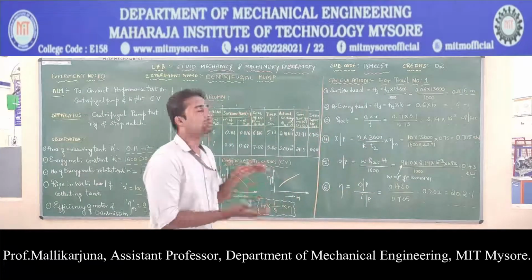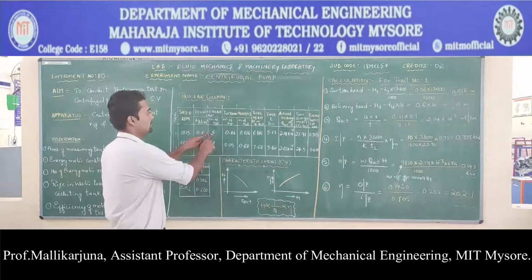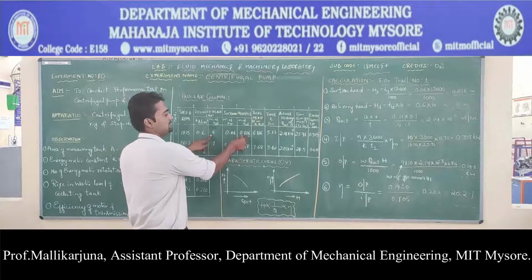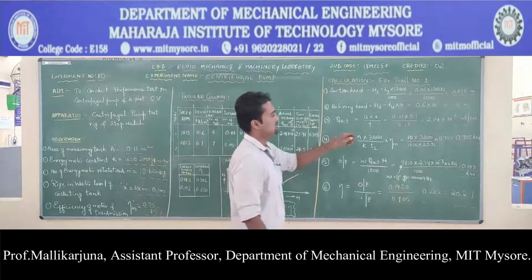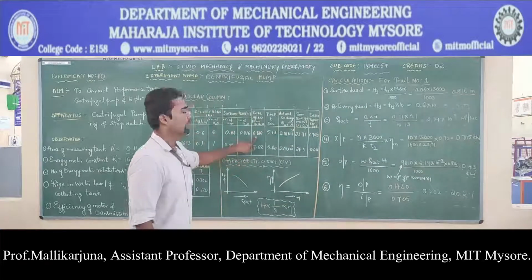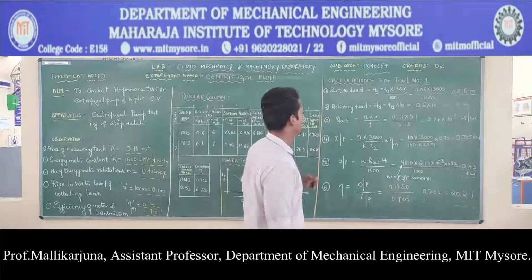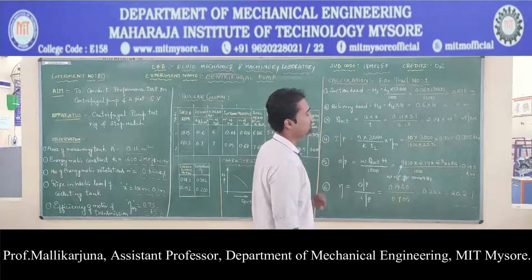Now if I need overall head, that is nothing but total head. This is nothing but delivery head plus suction head. That means 6 plus 0.816 will be around 6.816 meters. So that is the overall head. And next thing is actual discharge.